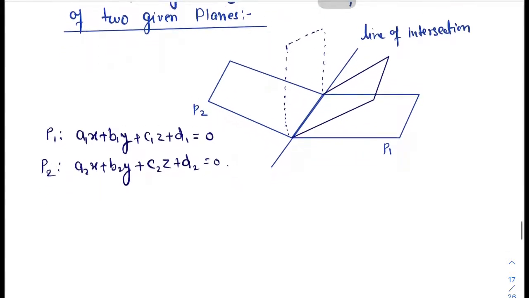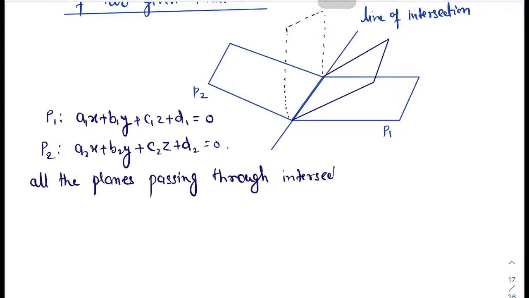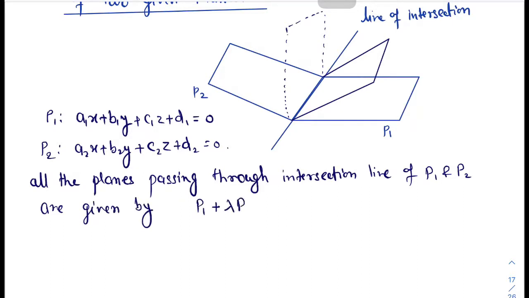I can write all the planes passing through the intersection line of P1 and P2 as P1 plus lambda P2 is equal to 0.